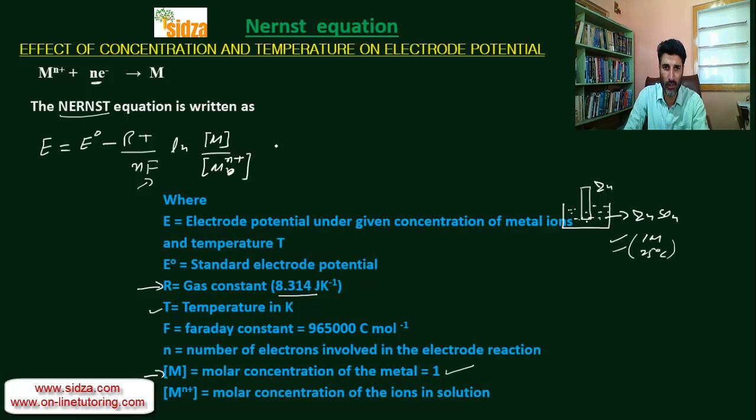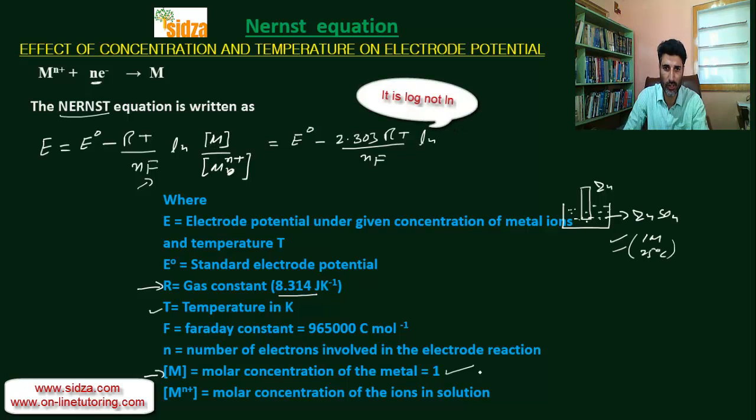And now we can also rearrange this equation. We can try to simplify this. It will be E naught minus, if I change ln into log, it is 2.303, because converting ln into log is multiplied by 2.303, RT by nF, log of the metal concentration, which as I said is always taken as 1. So it will be 1 divided by the molar concentration of M n+ ions, which is M n+ here.